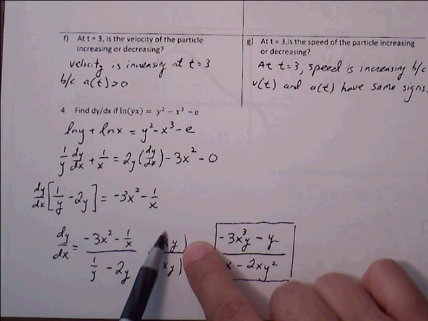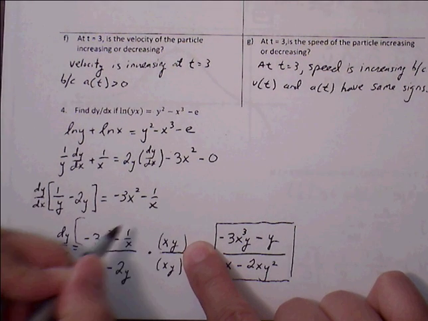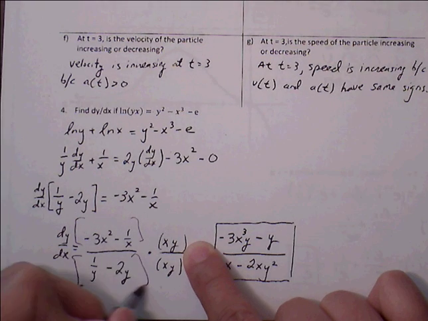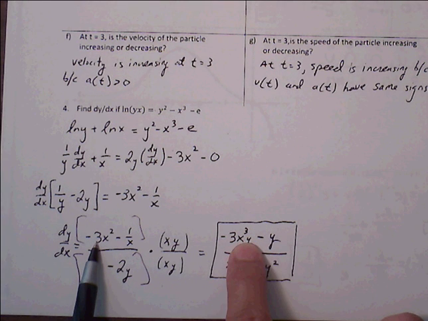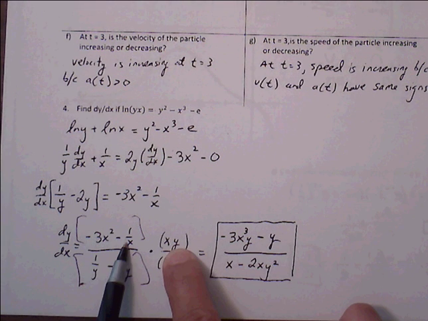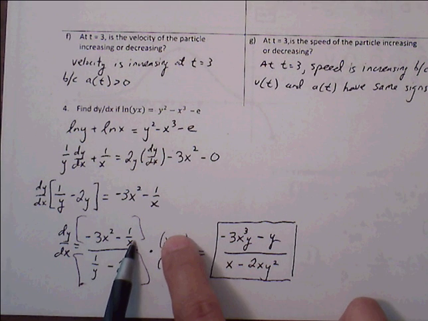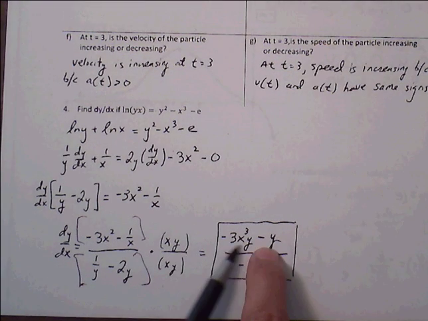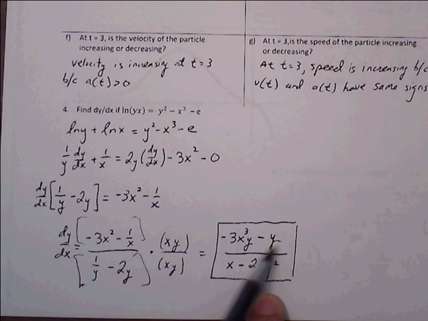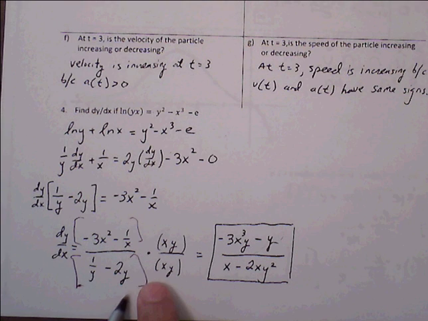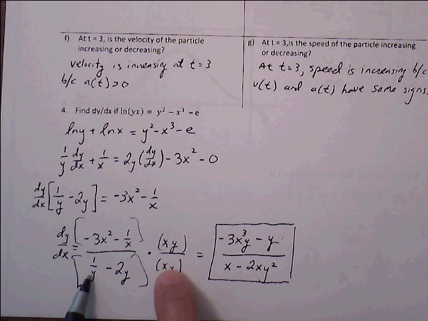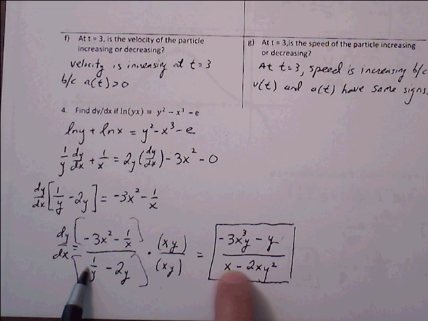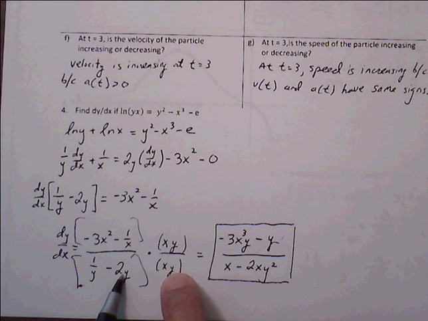If I distribute the xy through the numerator as well as the denominator, xy times negative 3x squared becomes negative 3x cubed y. xy times negative 1 over x: notice the x's cancel out nicely, and we're just left with minus y. So look at this, no more complex fraction here. Same thing here: distribute the xy through. xy times 1 over y, the y's cancel out, and we're left with just x. 2y times xy becomes 2xy squared.